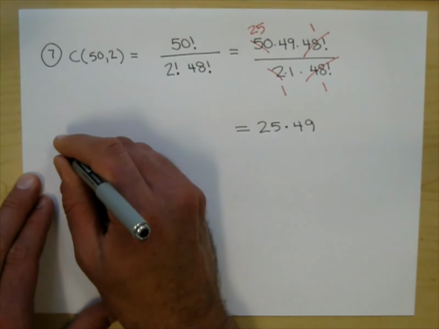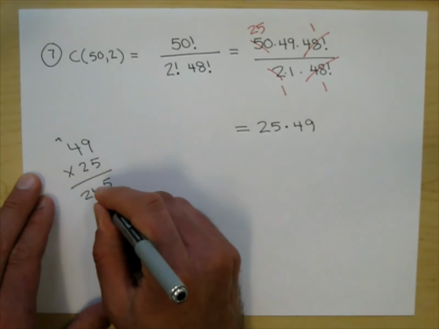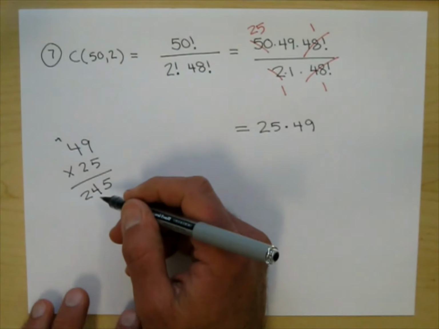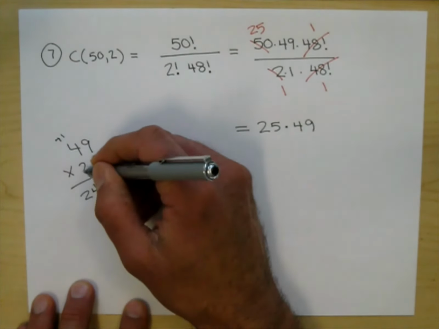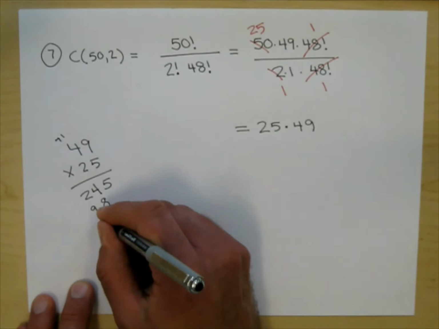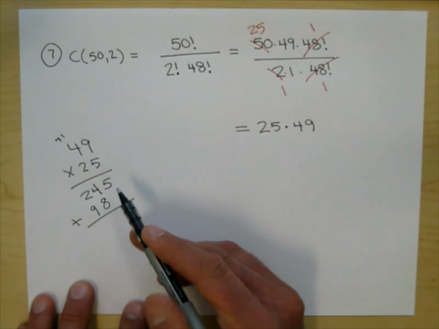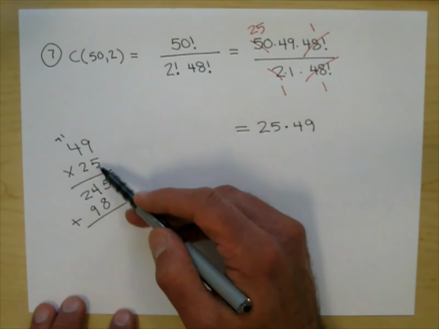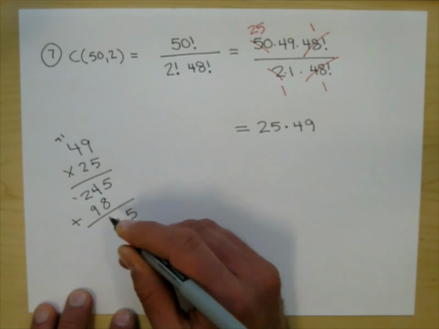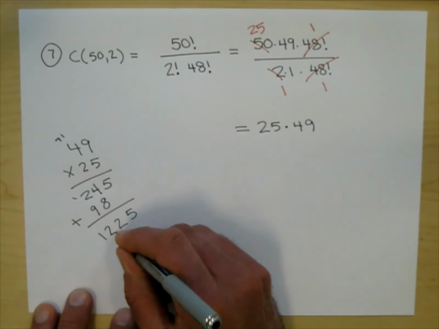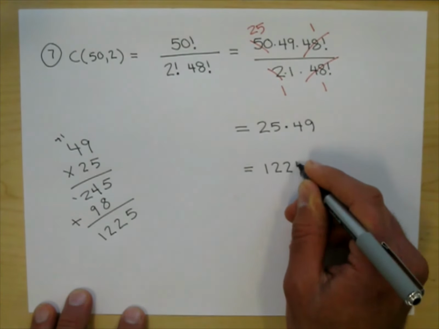5 times 9, 45. That's a 4 there. And then we have 20 plus 4. This is 24. And then over here we have 2 times 9 is 18. And we have 8, 9. So I add these. Maybe it's been ages since you saw someone multiply 2-digit numbers together. And we have 8 plus 4 is 12. Carry the 1. 9, 10, 11, 12. So the answer then happens to be 1,225.